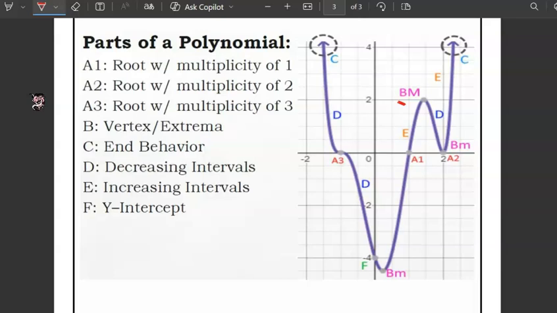D is the decreasing intervals. We have from negative infinity to the absolute minimum for whatever x value that is. And then from the x value of the relative maximum to A2. And then the rest of the graph are increasing intervals. And then F is the y-intercept.